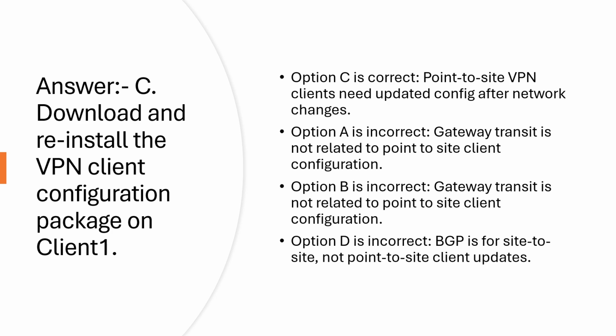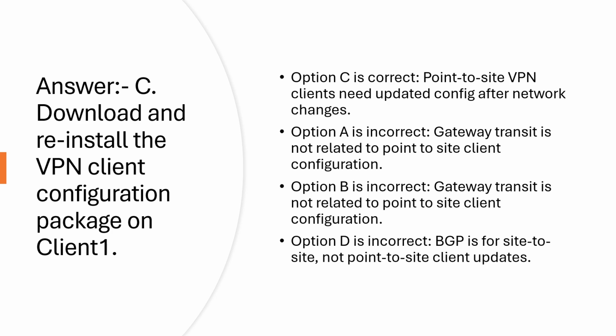So, downloading and reinstalling the VPN Client Configuration Package is the only way to get Client 1 to recognize and connect to VNet 2. Options A and B, concerning gateway transit, are not applicable in this point-to-site scenario. Gateway transit is used to share a gateway between peered networks, but doesn't solve the issue of a client configuration that is out of date.